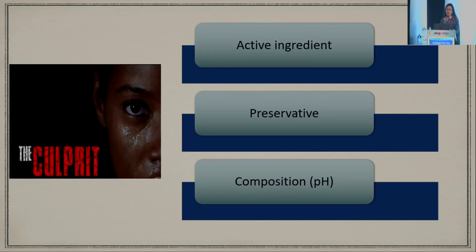So when we talk about side effects, basically what we know as drug reactions or what is popularly known as adverse drug reactions or ADRs, there are 3 main culprits. One can be the active ingredient or the drug itself, or it could be the preservative. Most of the drugs which are now notorious for side effects are because of the benzalkonium chloride, or it could be the overall composition, more significantly the pH of the drug.